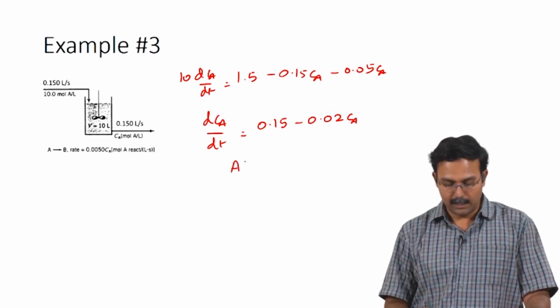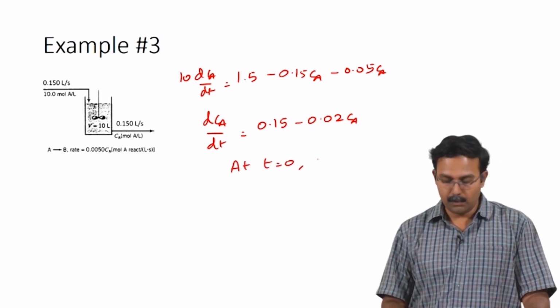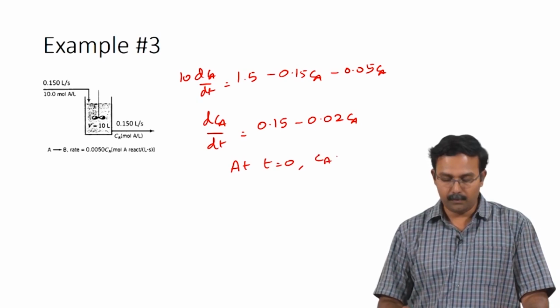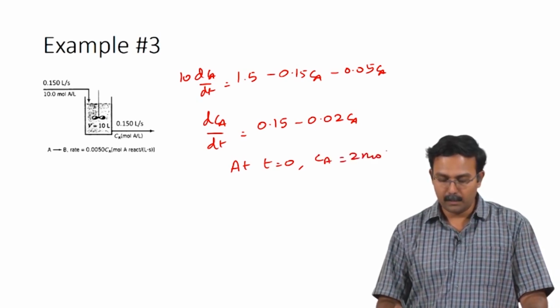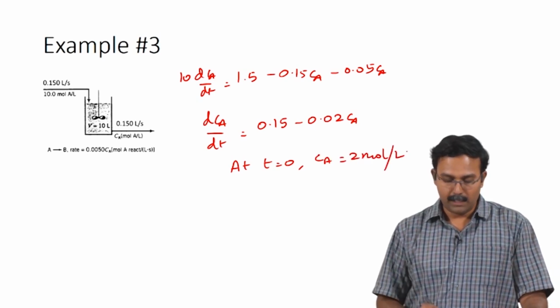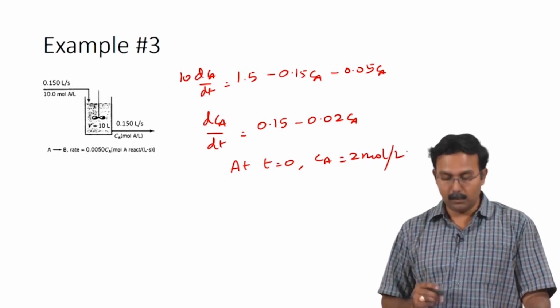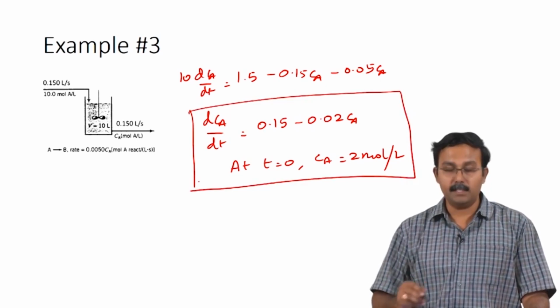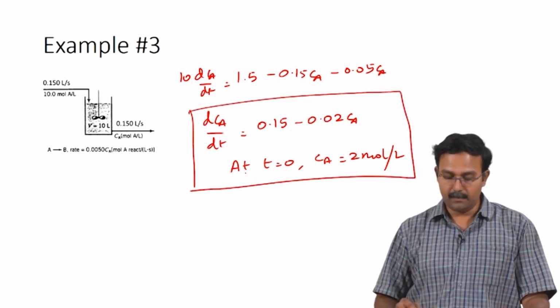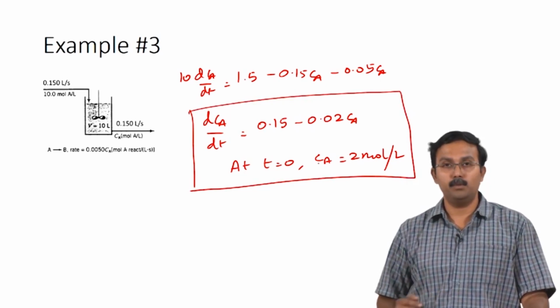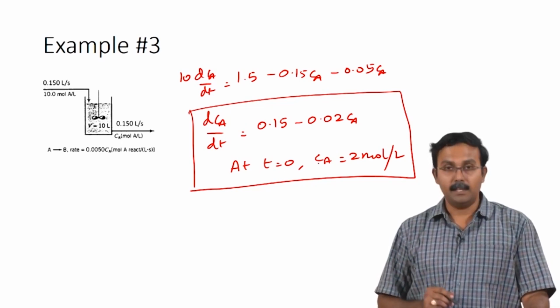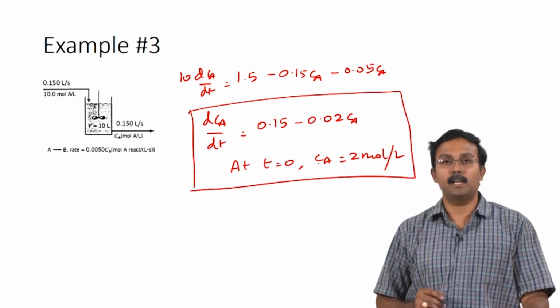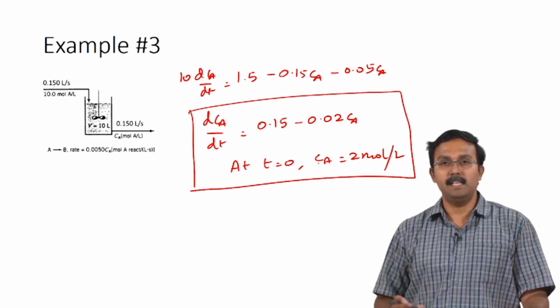It has been given that at time t equals 0, the reactor is charged with a concentration of 2 moles per liter. So, the concentration of A in the reactor at time t equals 0 is given as 2 moles per liter. So, this would be the differential balance equation and the initial condition which can be used to solve this problem.